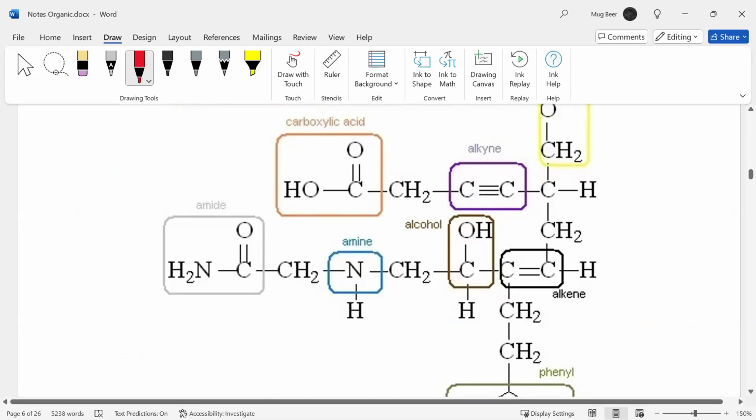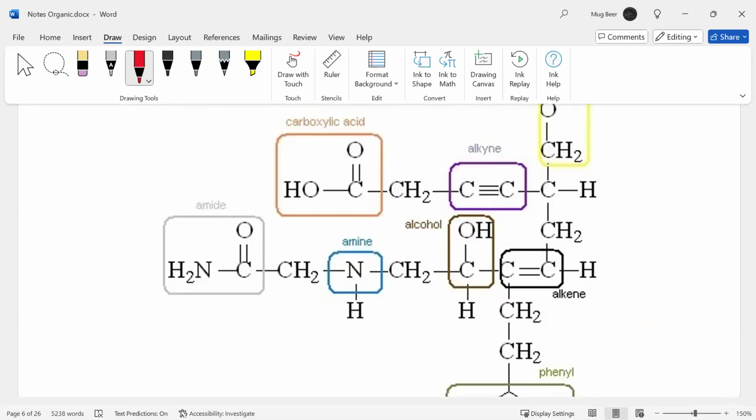The next one is an amide. The AM is letting you know that there's another nitrogen there. But this amide is a little different than the amine because the nitrogen is attached to a carbonyl. The amide and the amine have different properties.